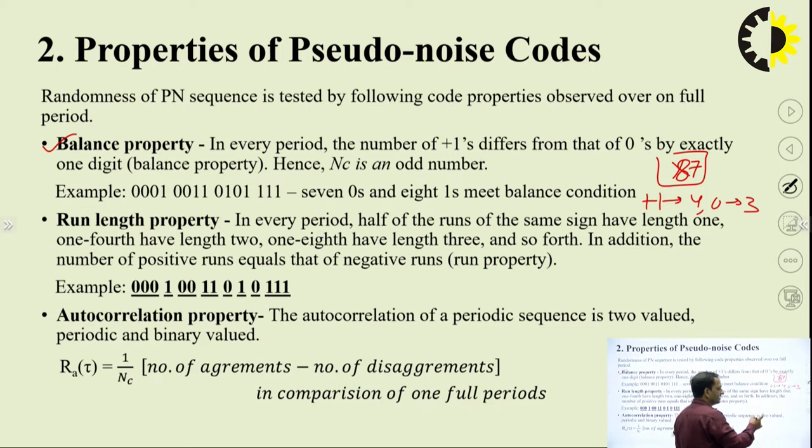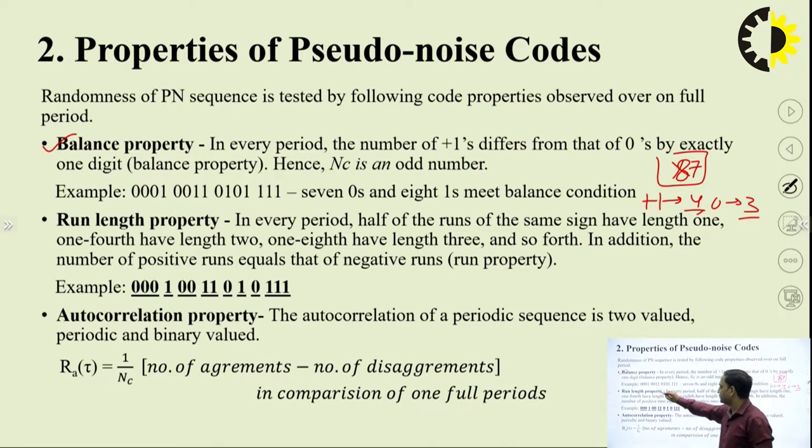So what will happen? The number of ones will be 4 and the number of zeros will be 3. So 4 plus 3 is 7. If we have an odd number of bits in the PN sequence, then out of these, the number of ones will be greater than the number of zeros by 1. That is the balance property which we can think about.